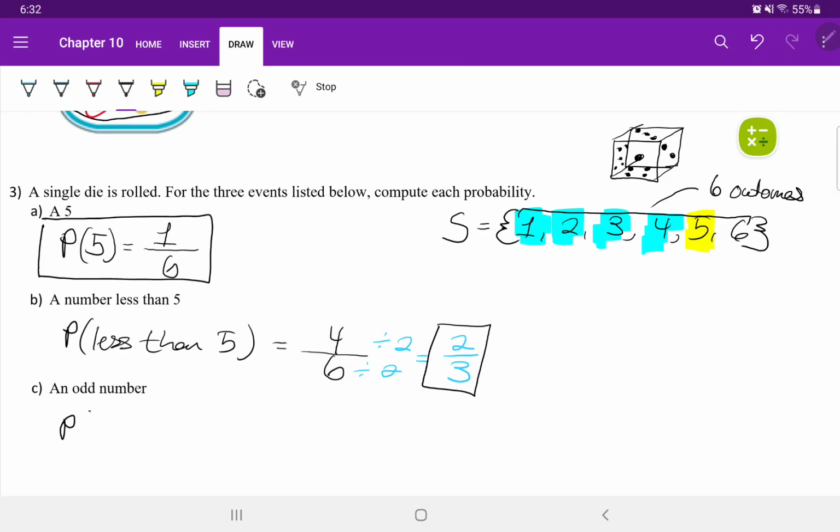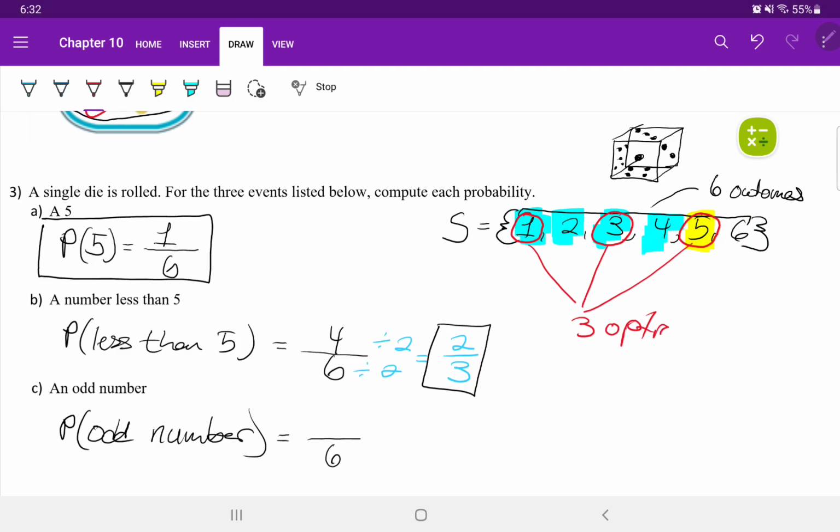And the last question says the probability of an odd number. Out of 6 options, how many are odd? 1 is an odd number, 3 is an odd number, and 5 is an odd number. That is going to be 3 options out of 6. So the probability of me having an odd number is 3 out of 6. And I can reduce 3 out of 6 by dividing the numerator and denominator by 3 to give me 1/2.